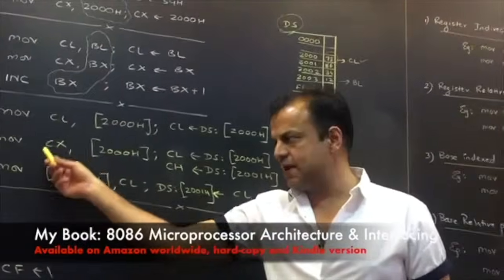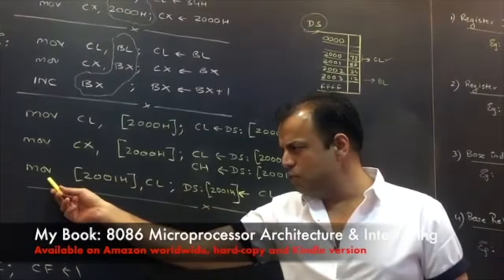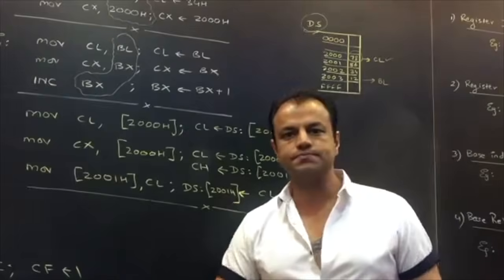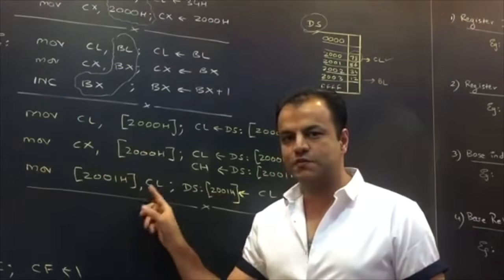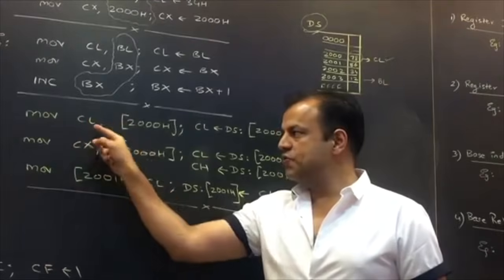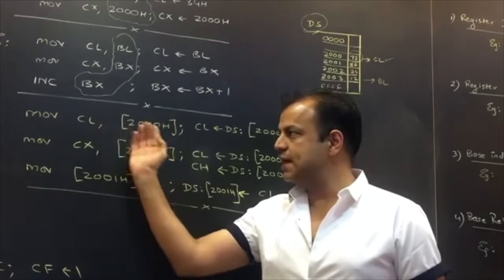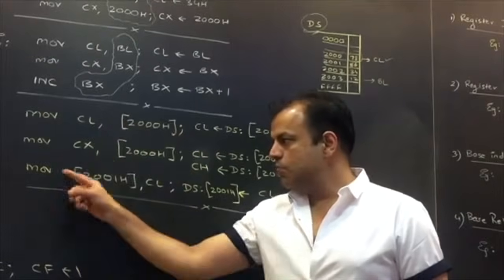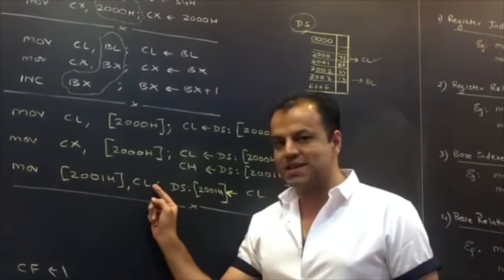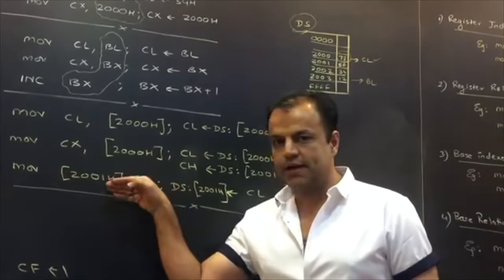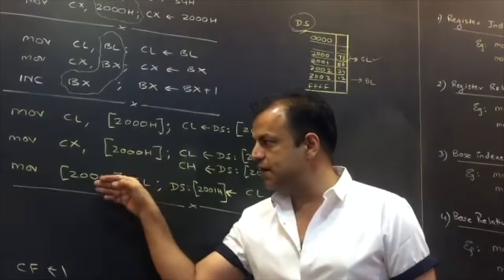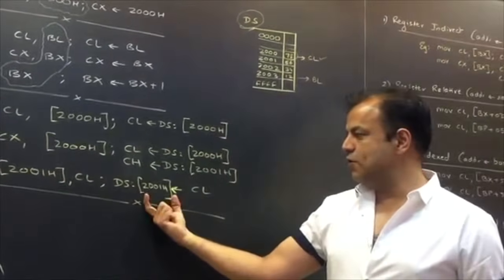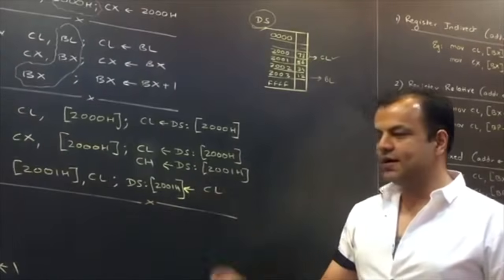I'm taking a reverse example, I'll come to that one in a second. MOV square bracket 2001, CL. You always write the destination first and then the source. MOV CL comma square bracket 2000: CL gets the data from location 2000. Now the reverse operation. MOV square bracket 2001 comma CL. CL will give the data, I repeat, CL will give the data to location 2001 of the data segment. Data segment offset address 2001 will get the data from CL.